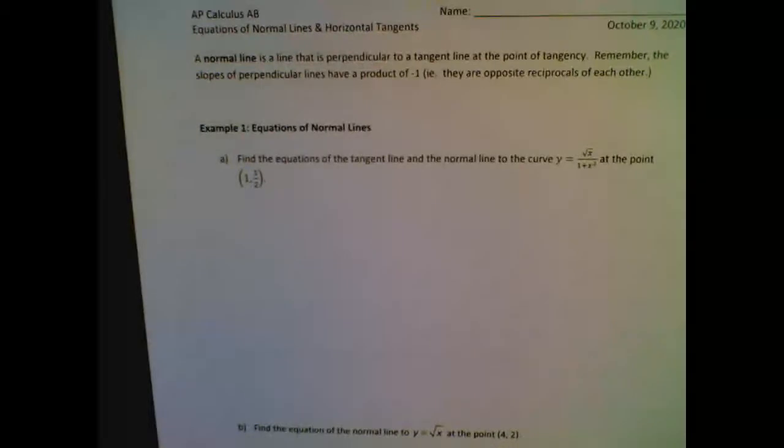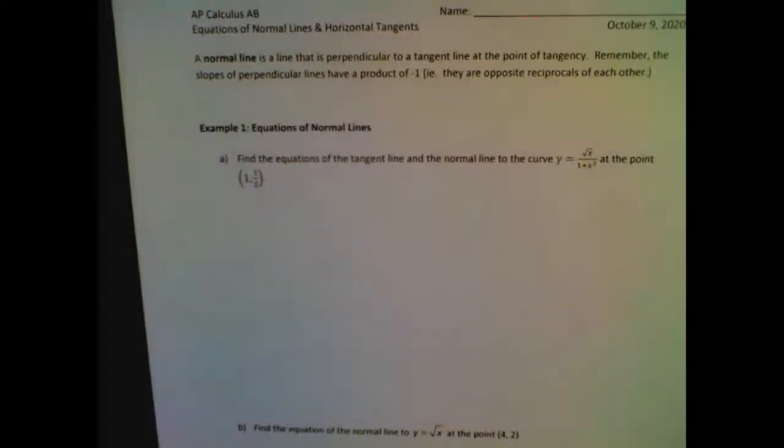Remember from previous math classes that slopes of perpendicular lines always have a product of -1, or in other words, they're always opposite reciprocals of each other. So what we're going to be doing is using what we know about taking derivatives and finding the equation of the tangent line, and that will help us find the equation of the normal line.